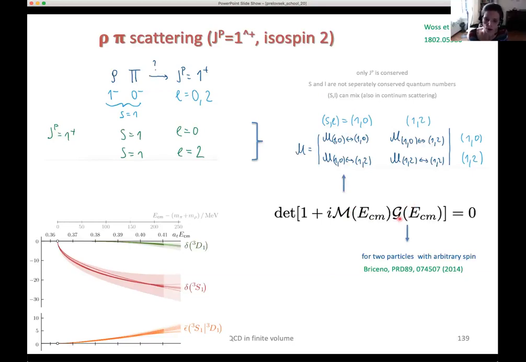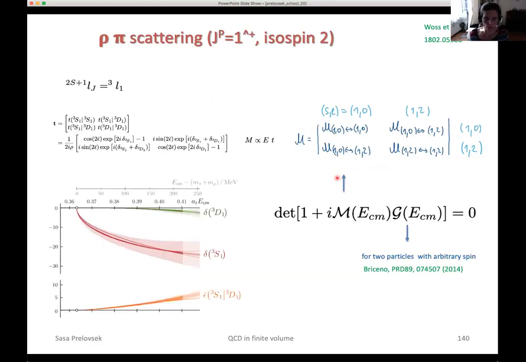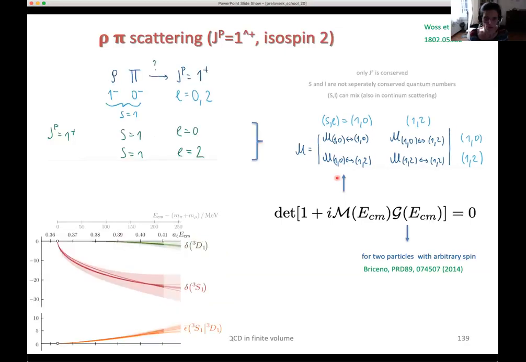The loop function is given in this reference for scattering of two particles with arbitrary spin. So you again have the quantization condition. That is not a problem. And in principle, via similar techniques to those I've given you, one should be able to extract the scattering amplitudes. Let me see.